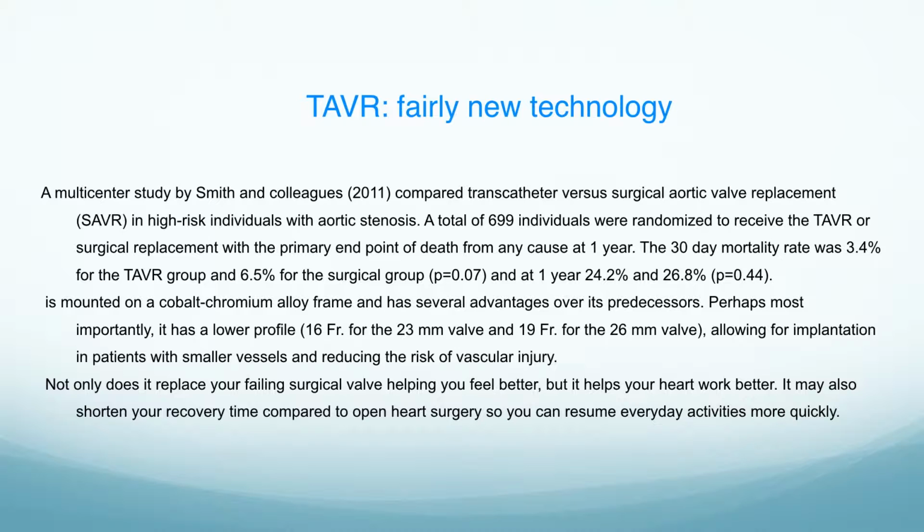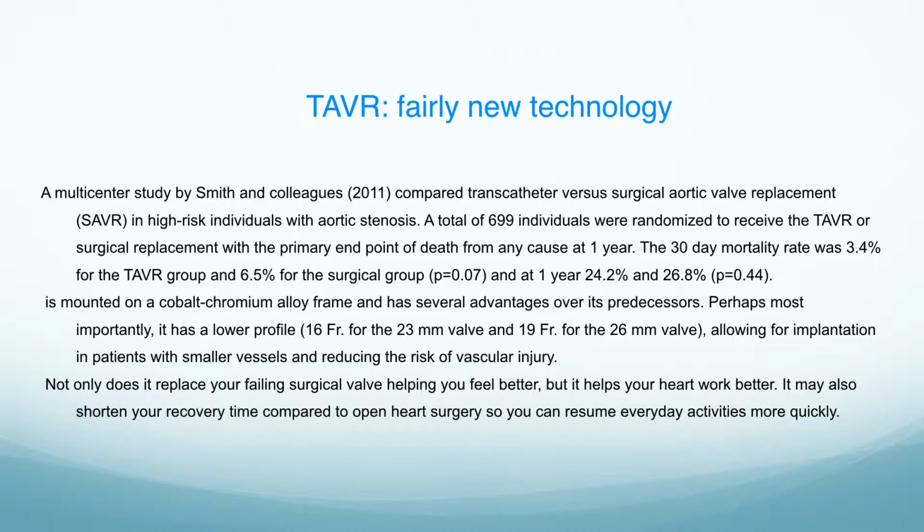So, a study compared transcatheter versus surgical aortic valve replacement in high risk individuals. A total of 699 individuals were randomized to receive either TAVR or surgical replacement, with the primary endpoint of death from any cause at 1 year. The 30-day mortality rate was 3.4% for the TAVR group and 6.5% for the surgical group. And at 1 year, it was 24.2% and 26.8%.